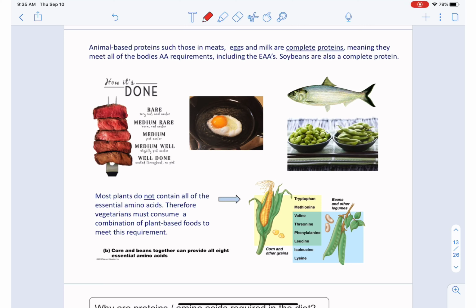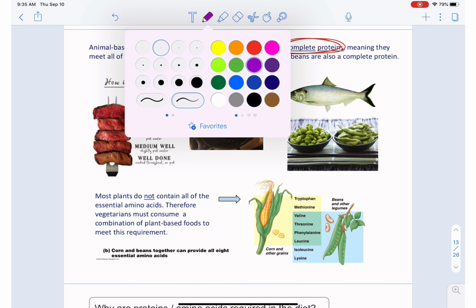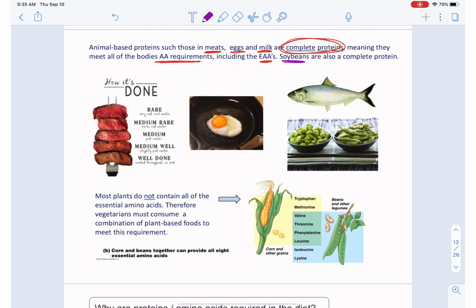Now, animal-based proteins such as meats, eggs, and milk, these are all what we call complete proteins. And that means that they meet all of the body's amino acid requirements. They have all 20 amino acids in them, including all of the essential amino acids. And then from a plant perspective, soybeans are also a complete protein. They also have all of the amino acids in them.